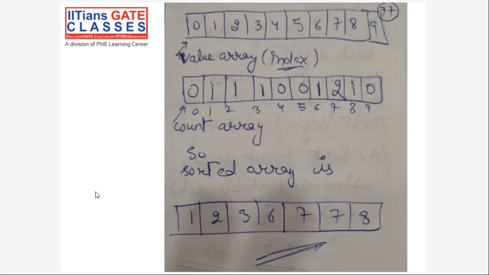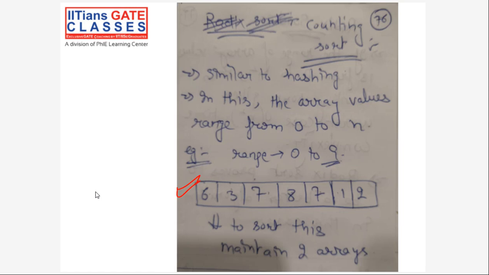Now you try and maintain two arrays. One is the value array, these are the indexes that you have. And now this is the count array. What is the count array? The indexes over here are the values.